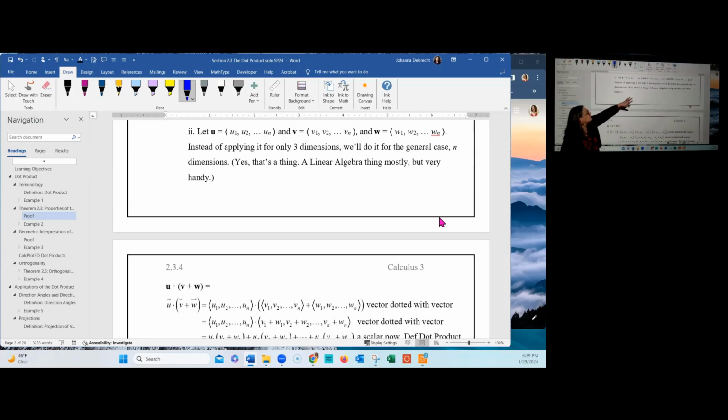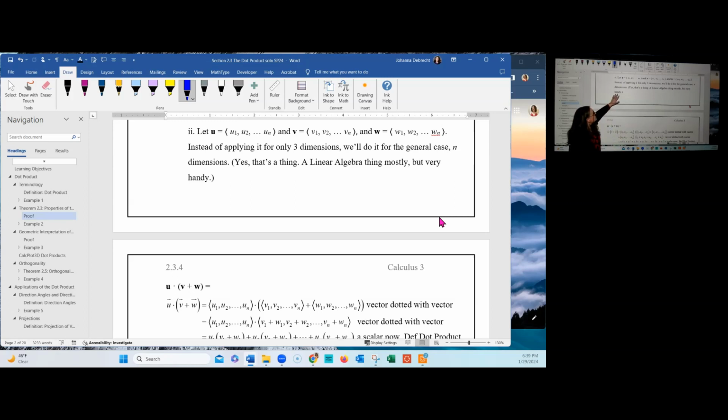So we have three vectors. We're going to prove it for the general case, which is that the vectors are n components long. So this would apply even in linear algebra. For us, most of the time, our vectors are 3 components long.